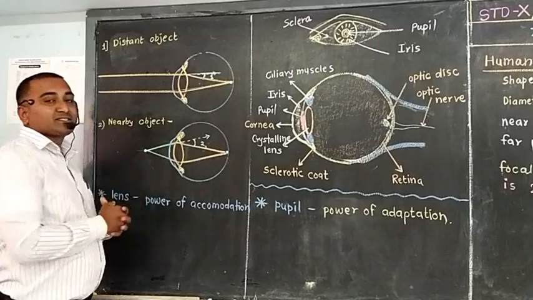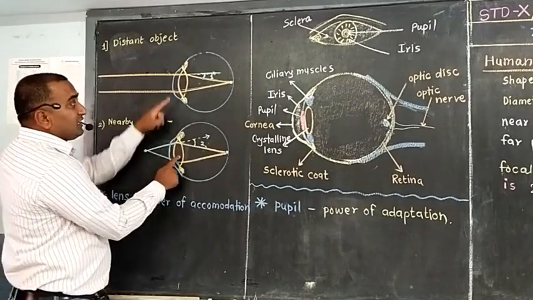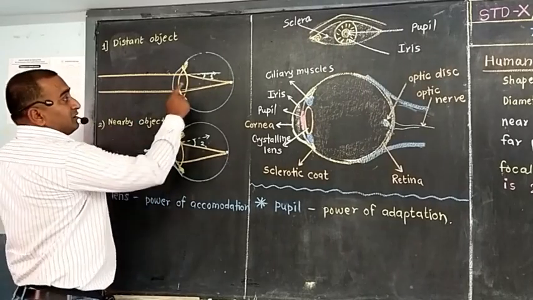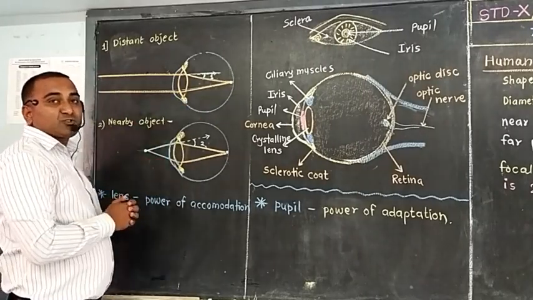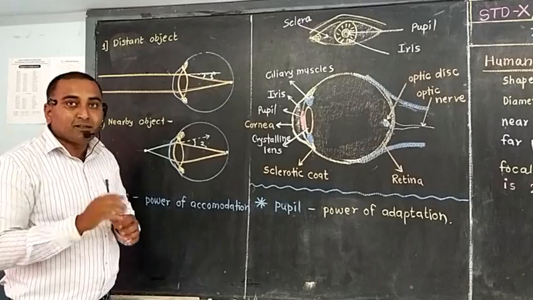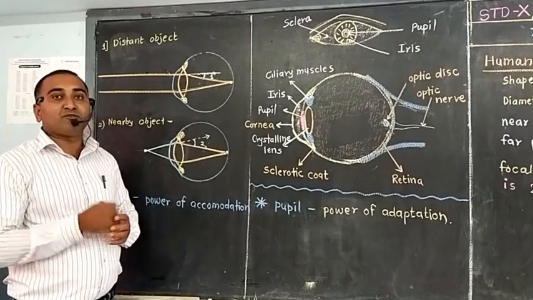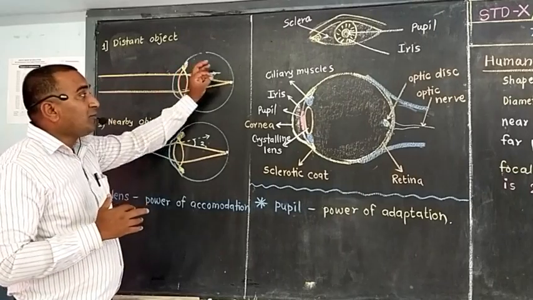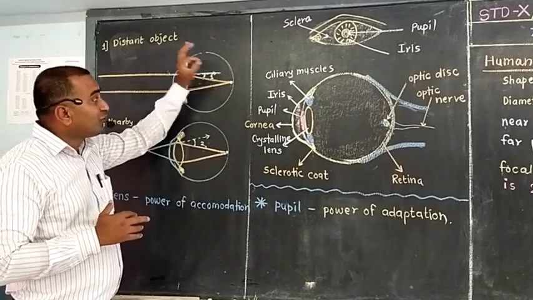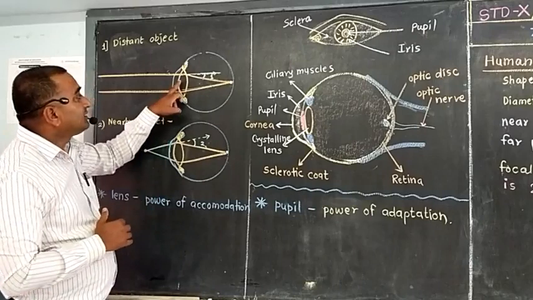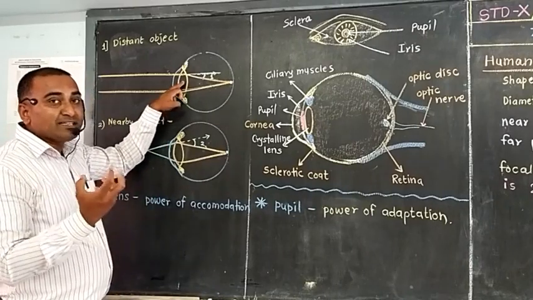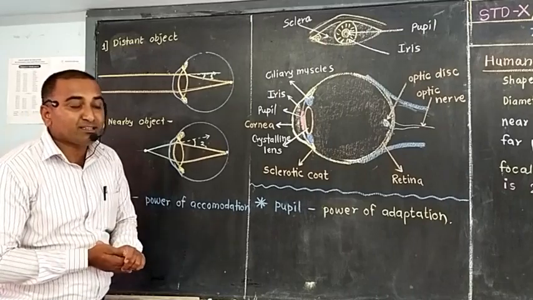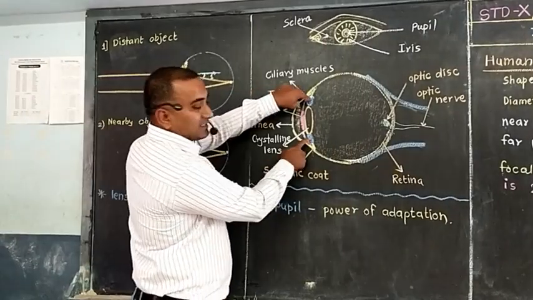So who is doing this work? Without changing the lenses, we are adjusting that. Before this we have discussed that when focal length is less, bending is more, and when focal length is more, bending is less. So to always obtain light focused on this retina, this crystalline muscular lens changes its diameter. And who helps with that? These are the ciliary muscles.